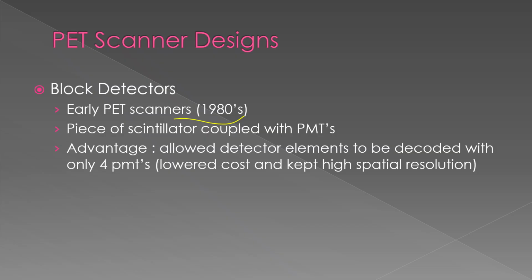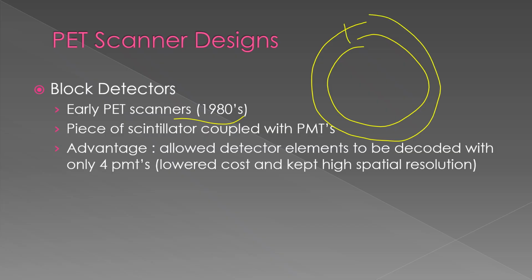And for those ones, there was a scintillator that was coupled to several PM tubes, and it created this detector block design. The advantage of that is that it allowed the detector elements to be decoded with only 4 PM tubes. Typically, you would have 4 PM tubes coupled to one single crystal, and that would make up the detector block. And then you would have a ring of detector blocks that went around the patient. So each one of them would have a crystal and then 4 PM tubes, and then all the electronics would come out of that.